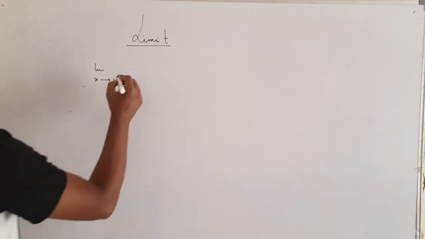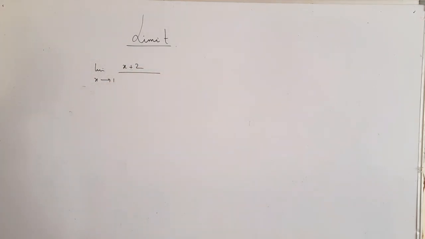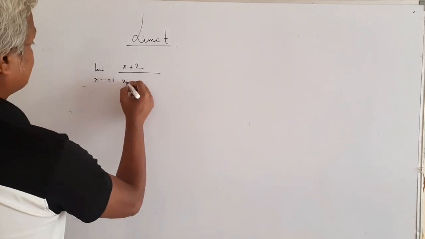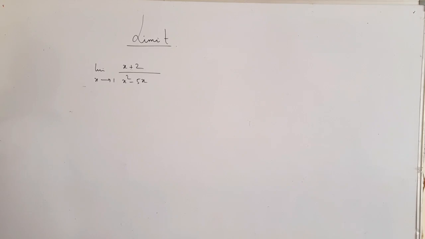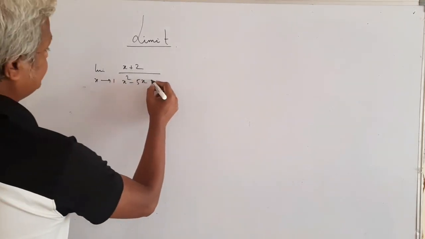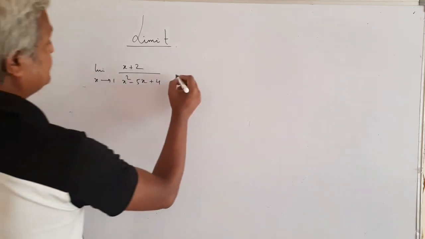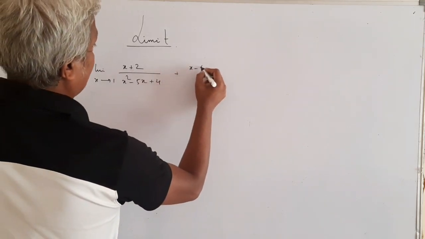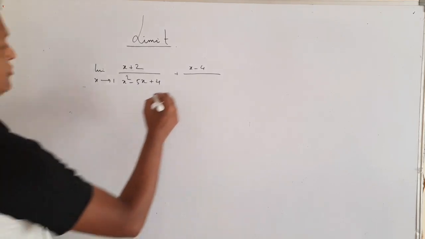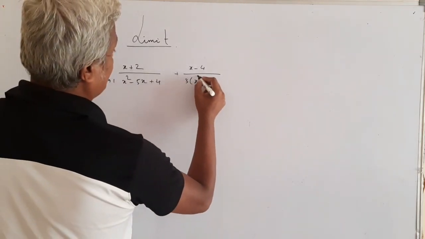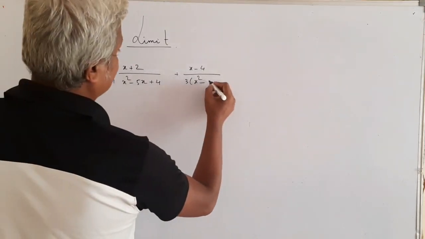(x plus 2) over (x square minus 5x plus 4), plus (x minus 4) upon 3 times (x square minus 3x plus 2).